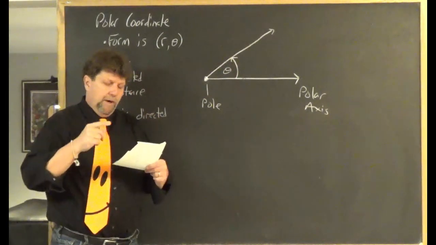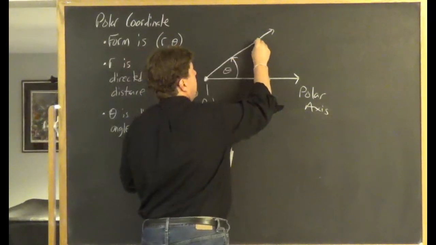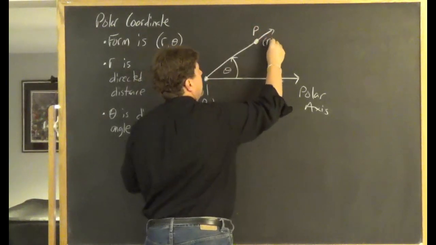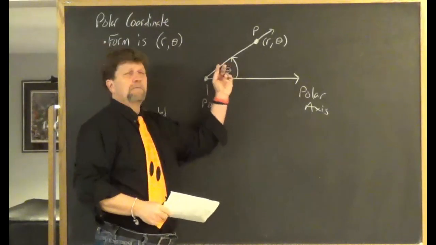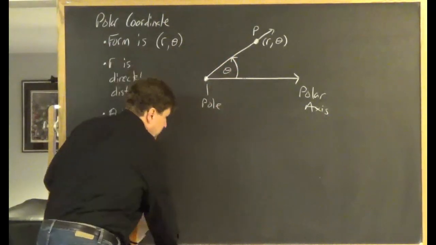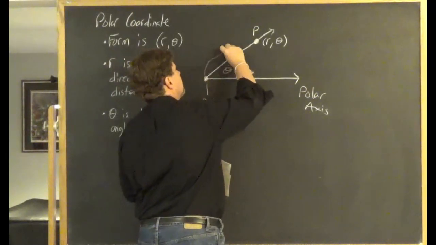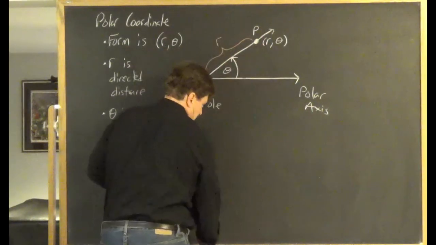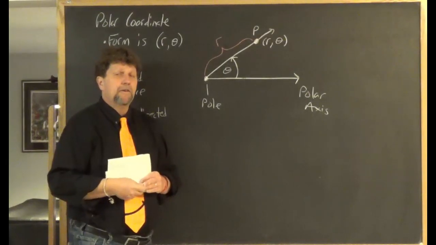And let me find a point now. Let me just find some arbitrary point. I'll plot it right here. So that's some arbitrary point, r theta. We see theta is positive. It's a positive rotation. And then right here, that's our directed distance, r. R would have a positive value.